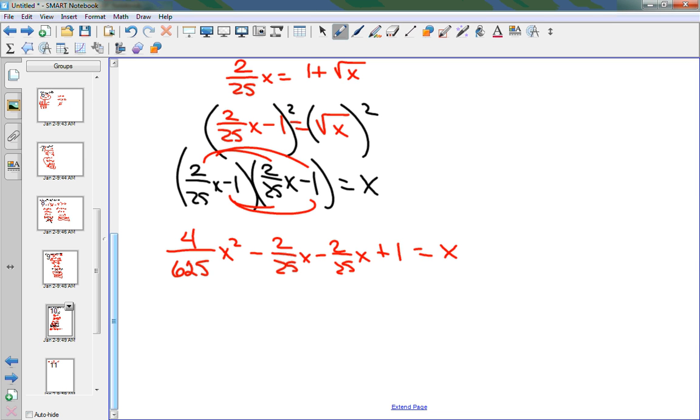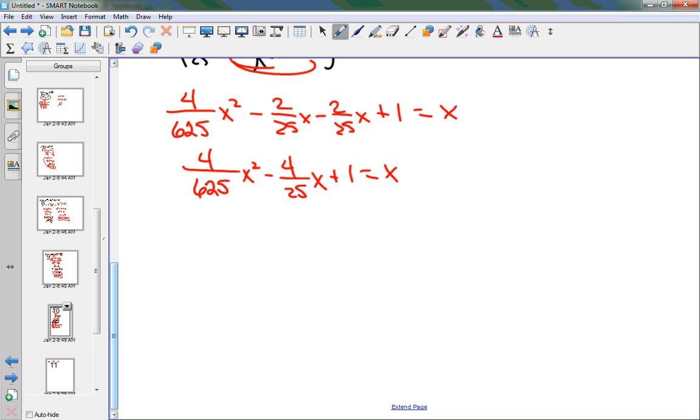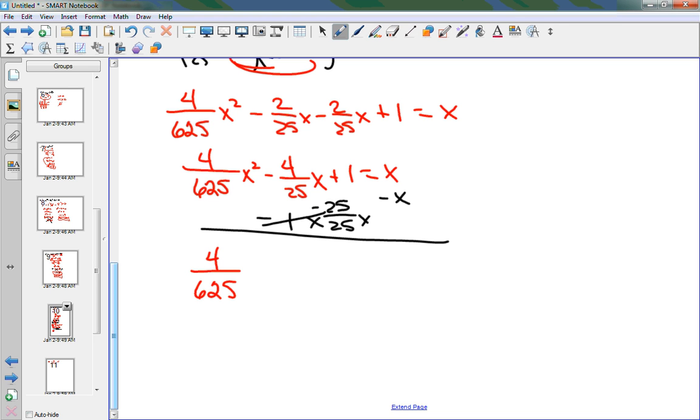Now you need to combine like terms. Do I have any like terms on the left-hand side? X's. So I'm going to have 4 over 625 x squared minus 4 over 25 x plus 1 is equal to x. Am I done? Now you got to subtract x. I'm subtracting 1x. If I'm subtracting 1x, I need a common denominator. So that's going to give me 25 over 25. So that gives me 4 over 625 x squared. Negative 4 and negative 25 give me negative 29 over 25 x, plus 1 is equal to 0.